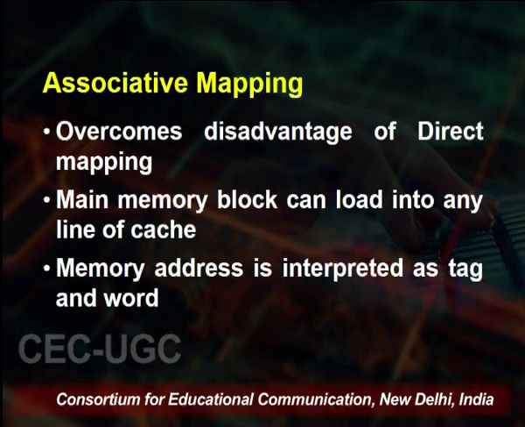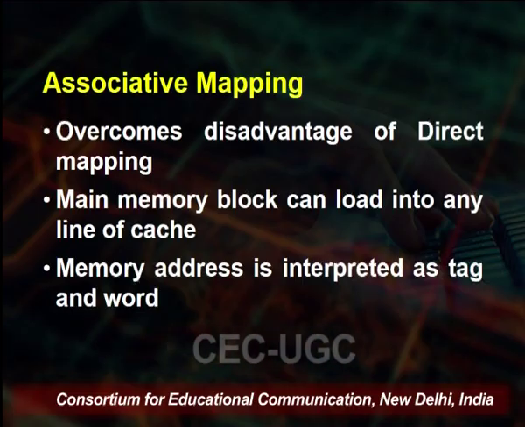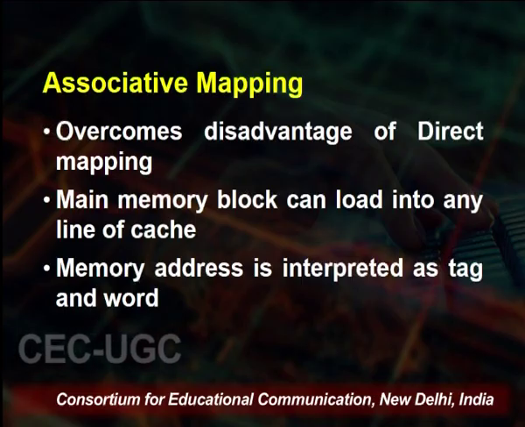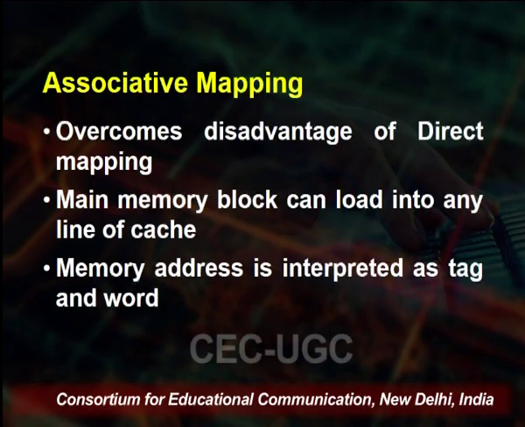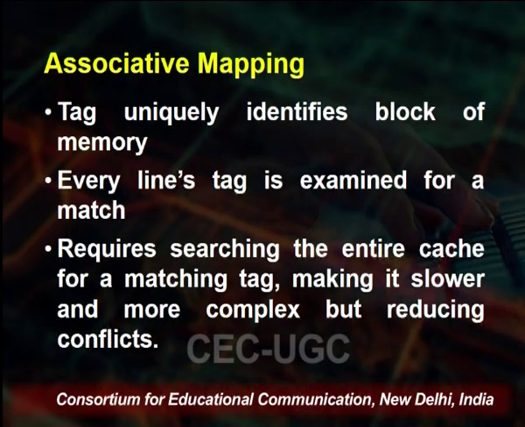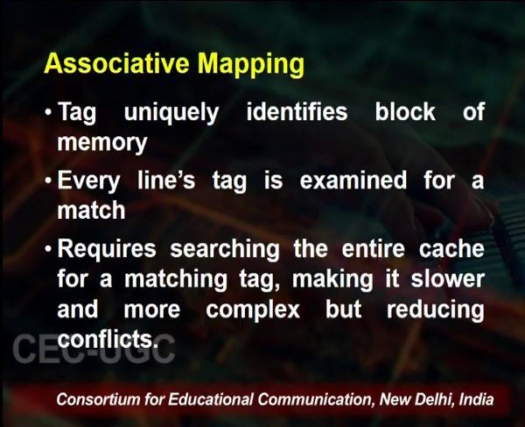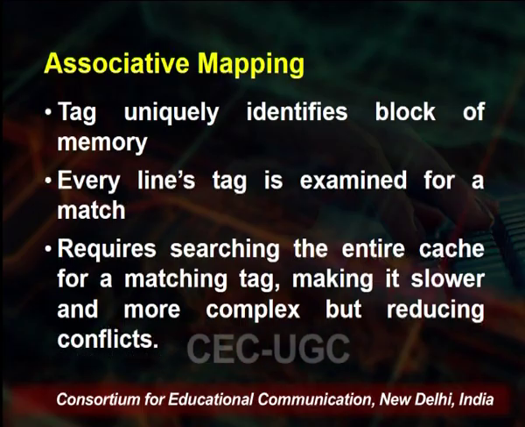Now, here we will allow the main memory block to load into any line of cache, yet it cannot be just any line. There definitely has to be some method utilized behind it, which is what we will see. The memory address is interpreted as the tag and the word, like the earlier one. In this, the tag does the same job, identifying the block of the memory. Every line's tag is examined for a match. It requires searching the entire cache for a matching tag, making it slower and more complex, but reducing the conflicts.